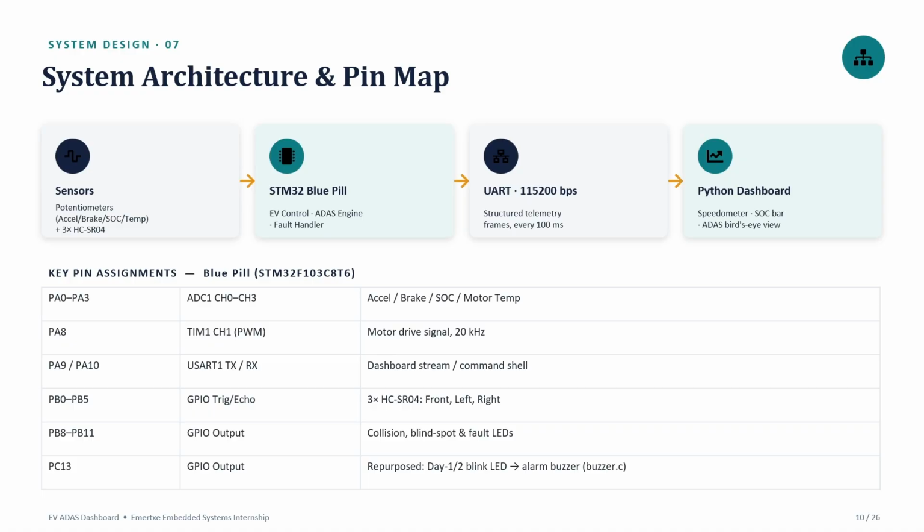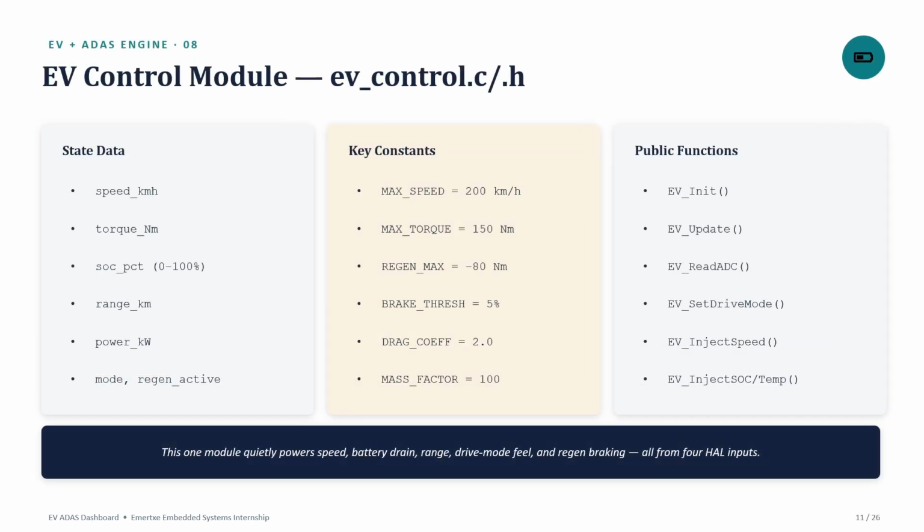Now let's move on to the next part, the control module. As I already said, we divide the project into two parts, EV and ADAS. For the EV part, we have the EV control module. It is a module which performs some mathematical operations to derive functions that help us understand the car conditions in the simulation.